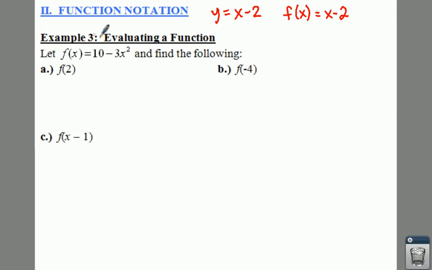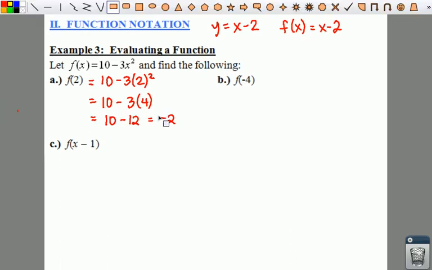So if we have to evaluate a function where f of x is equal to 10 minus 3x squared, that just means everywhere you have an x, we just plug in whatever your number is. So if we have f of 2, that is going to be 10 minus 3 times 2 squared. Now you do have to be careful when you evaluate this, because you don't take 3 times 2 and then square it, but you take 2 times 2, or 2 squared, which is 4, which will give you 10 minus 12, or just negative 2. So there's evaluating a function.